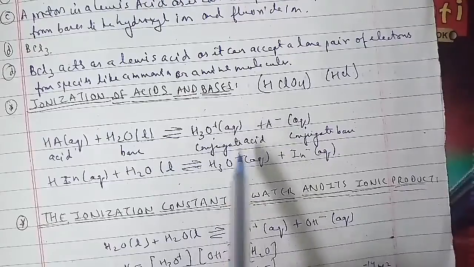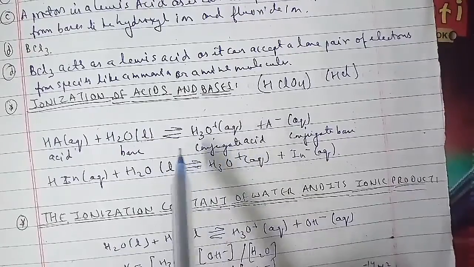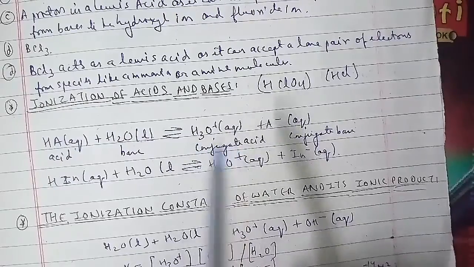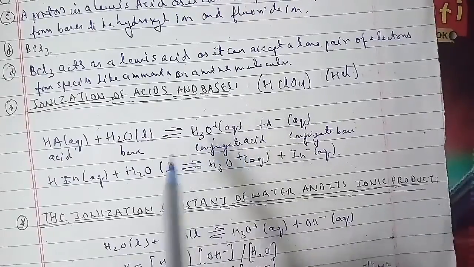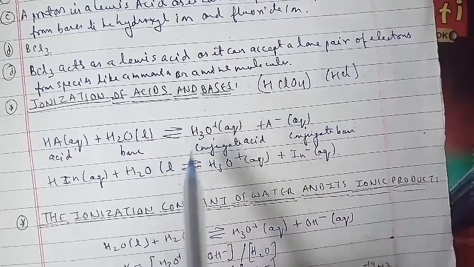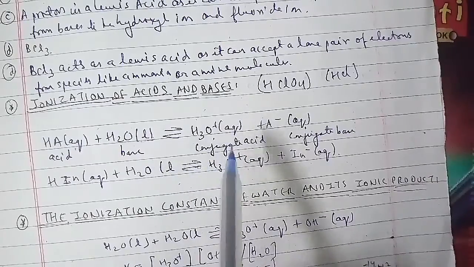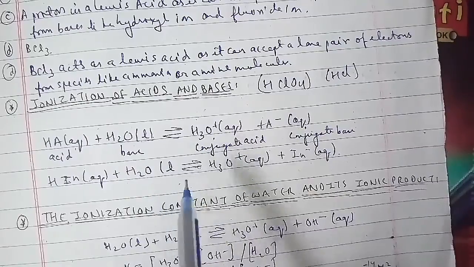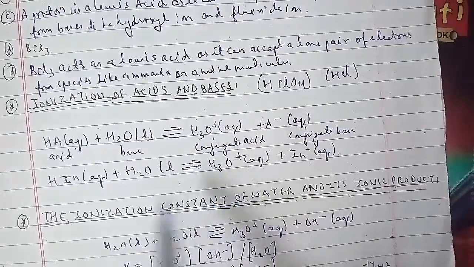So here the stronger acid donates a proton to the stronger base, and it follows that a strong acid dissociates completely in water and the resulting base formed would be very weak. That is, strong acids have a very weak conjugate base.